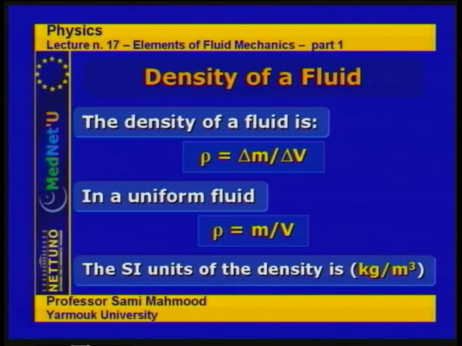The units of the density, as we can see from the formula, is units of mass divided by units of volume, which is simply, in the international system of units, kilogram divided by meter cubed. That is the density unit.